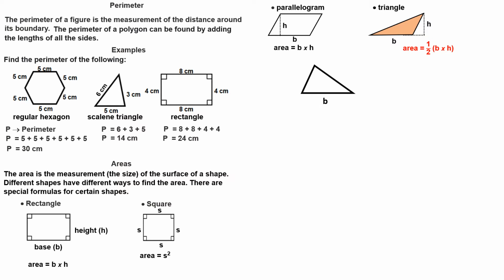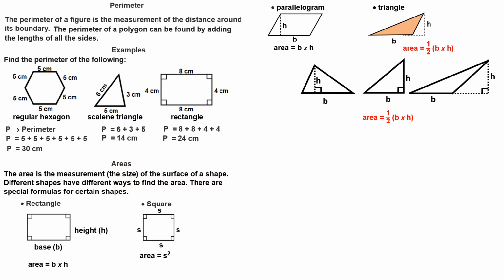Look at the examples. This is an acute triangle. The height is the perpendicular from the base to the opposite vertex. In the right triangle, the height is a side of the triangle since it is perpendicular to the base. In an obtuse triangle, we need to extend the base to get perpendicular to the opposite vertex. In any triangle, the area is found with the formula 1/2 base times height.